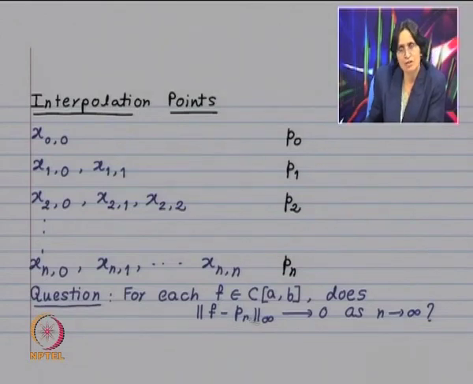For some specific functions, it will tend to 0, but not for each f. So, I choose the interpolation points, I fit a polynomial, then the norm infinity of f minus p_n will not tend to 0 for each f belonging to C[a, b]. So, there is always a trade off: for the interpolation points it was nice, you can construct the polynomials, they will reproduce polynomials, but then the problem is with the convergence.